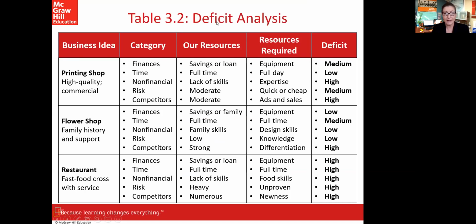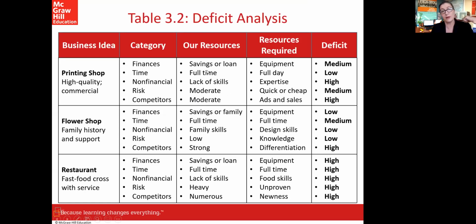Okay, so here's our gap analysis. For each of the three options that we are considering, we look at the same five categories to analyze our potential deficit. These five categories are finances, time, non-financial, risk, and competition. So for the printing shop idea, we have our savings, or maybe we have a business loan. We can commit full time to it, but we don't actually have the skills necessary in the printing technology. The risk is moderate, the competition is moderate.